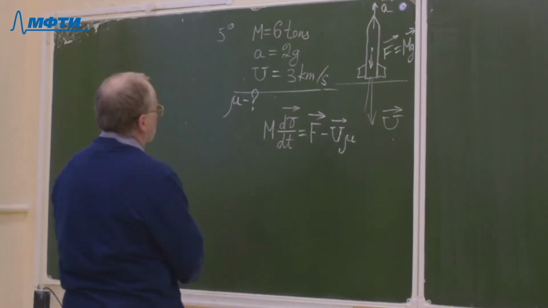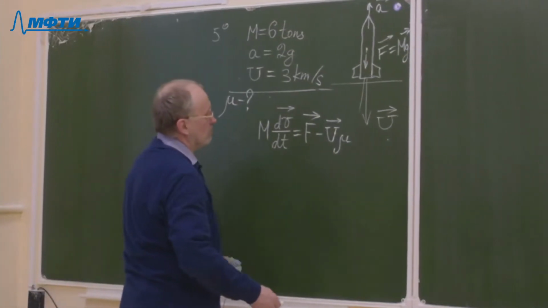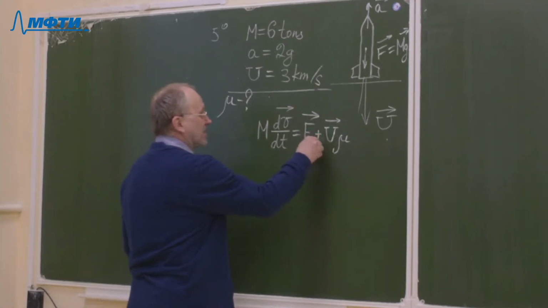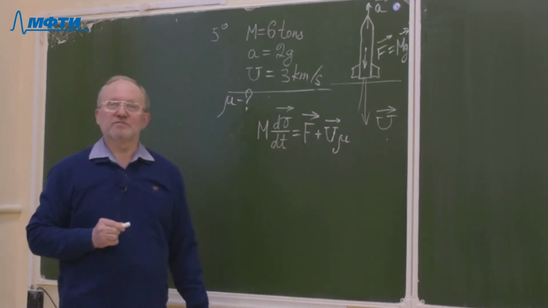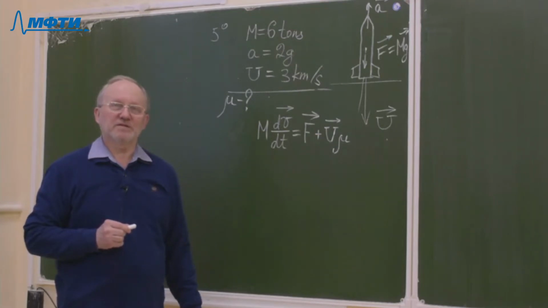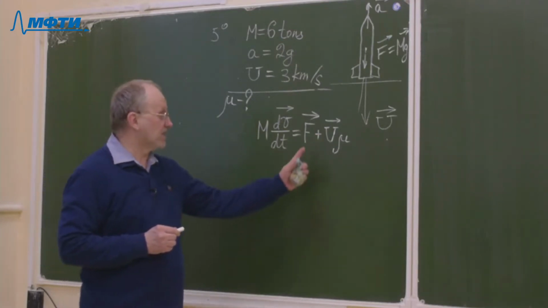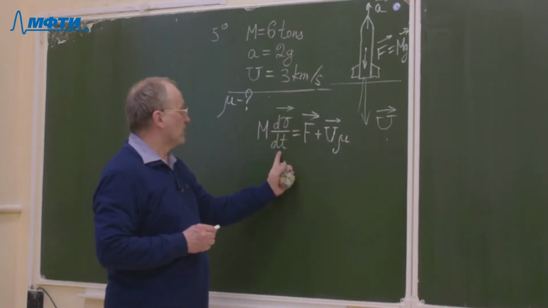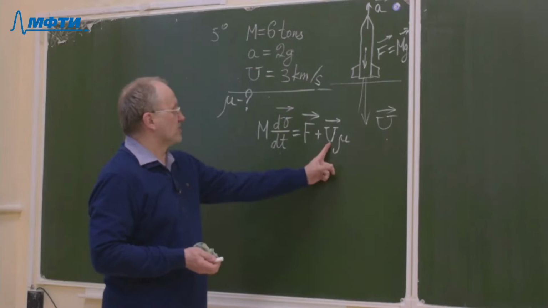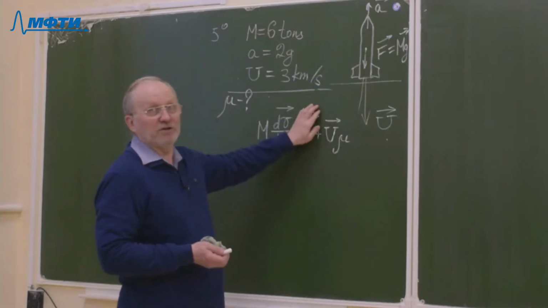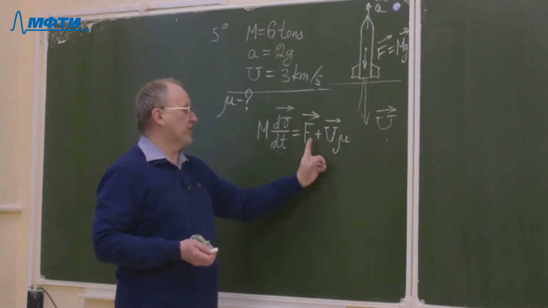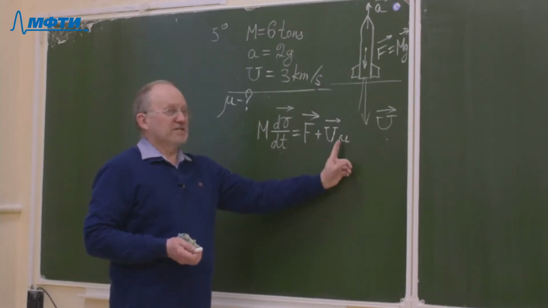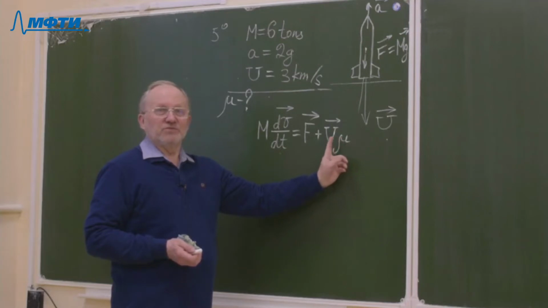So, you will find sometimes a plus sign here in some books. What's the matter? This is unnatural. It means that the acceleration of the rocket has the same direction as the gases, that is, downward, if there are no forces. But if you find the plus sign here, look at this quantity, it's defined in a different way.